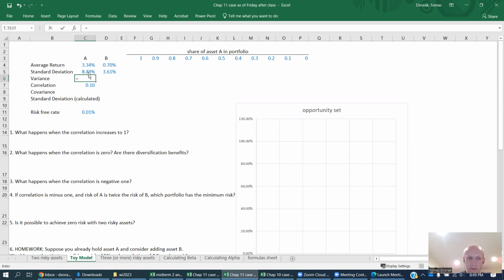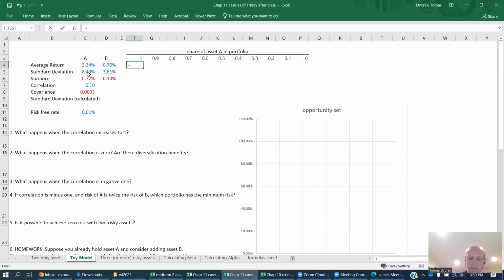We're just going to call them asset A and asset B. Let's calculate variance because we're going to need it for some of our calculations. So variance is just the standard deviation squared. We can do that here. And covariance is just the correlation coefficient times the standard deviation of asset A times the standard deviation of asset B.